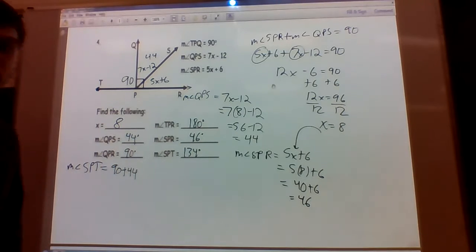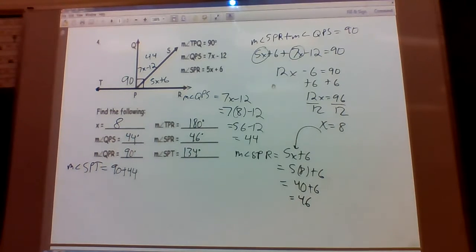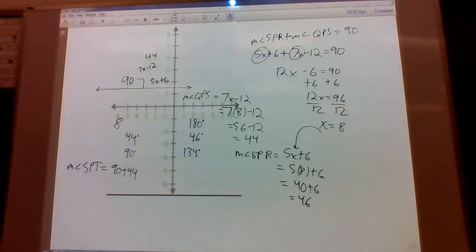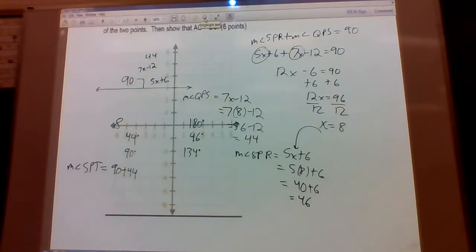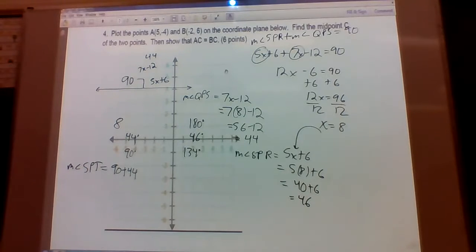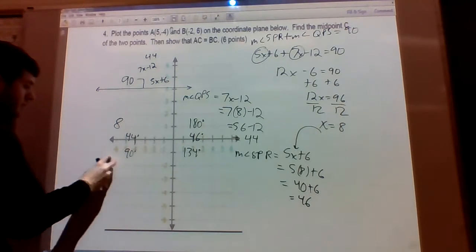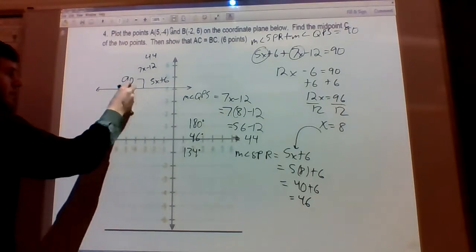So that's the front side. Okay, let's go over to the back. This is where we have midpoint and distance formula.